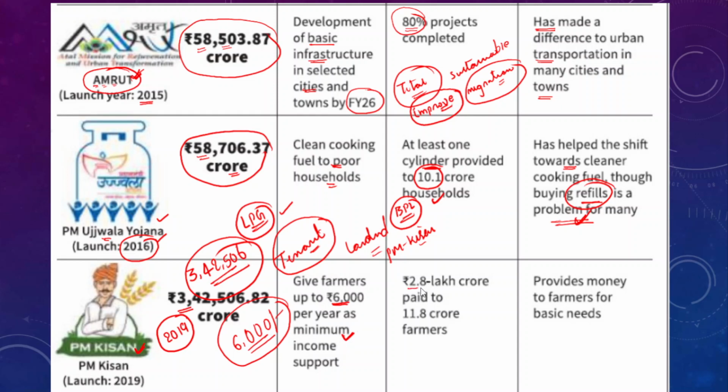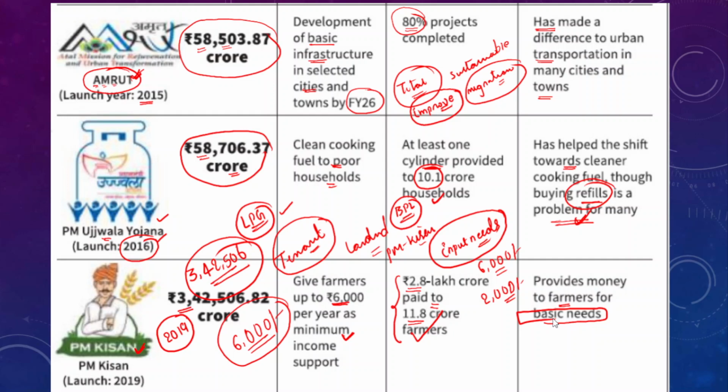Okay, so if we talk about the major achievements of this program, around 2.8 lakh crore paid to around 11.8 crore farmers so far. So this has been giving financial assistance and it helps farmers with input needs in their crop management. Okay, so however, 6,000 rupees will not be provided at one go, rather it will be provided in 3 installments of 2,000 each. So therefore, it provides money to the farmers to meet their basic healthcare needs.